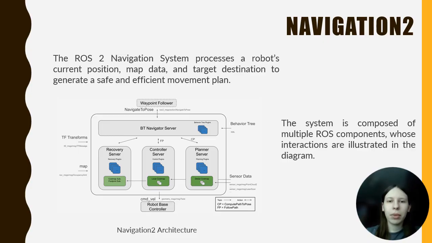The Nav2 system is composed of multiple ROS components whose interactions are illustrated in the diagram. The system uses behavior trees instead of finite state machines for navigation, calling Nav2 recoveries, planner, and controller servers that host algorithm plugins.